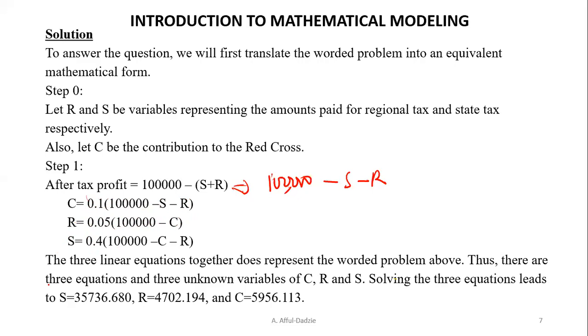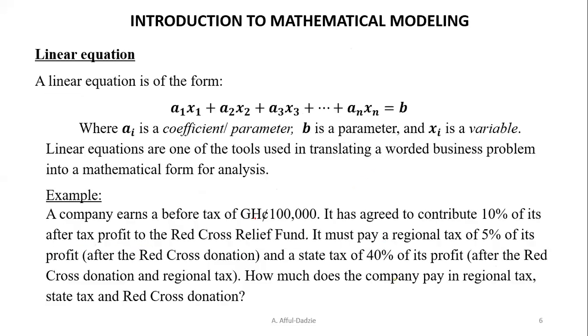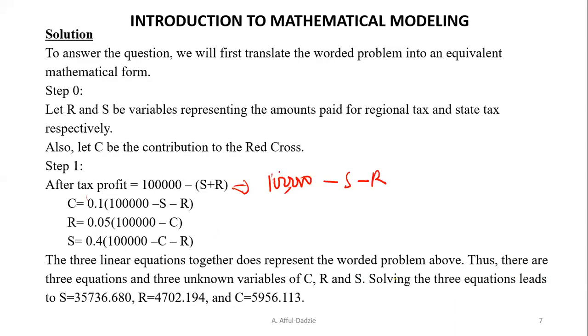Then it also says that it would pay a 40% state tax after it has made its commitments to the Red Cross and then the regional tax. So you see, the state tax of 40% of its profits is after the Red Cross donation and regional tax. This is quite interesting stuff, where you think into the problem and then rewrite it in a mathematical form that would help us solve it.